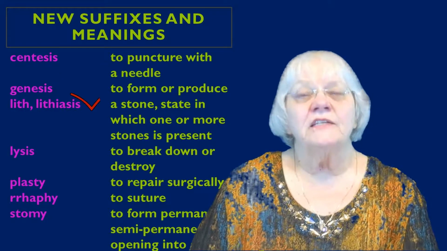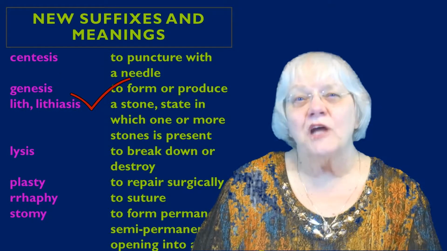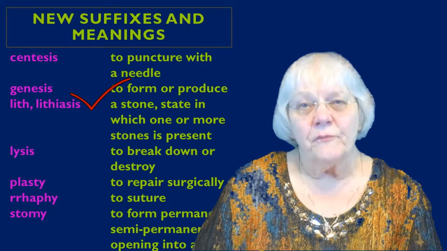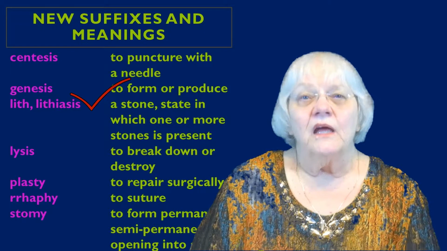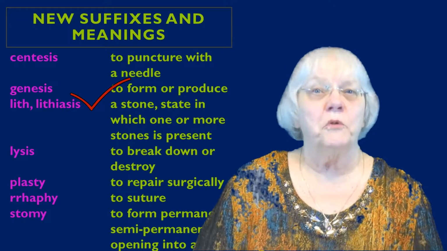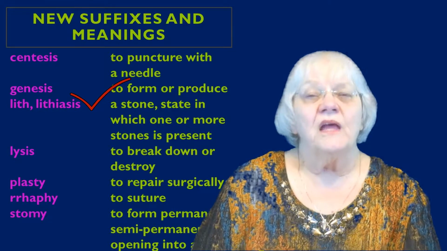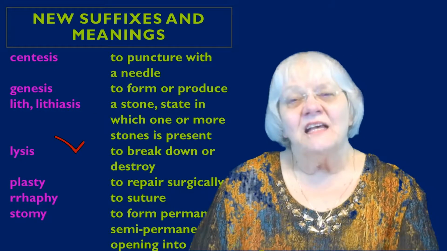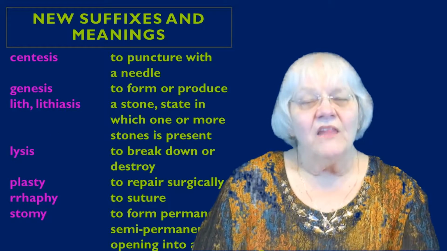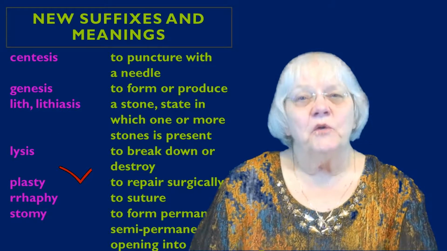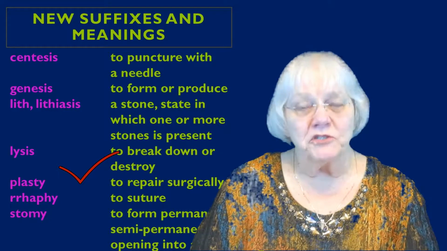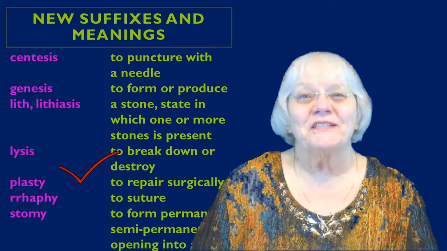Lith and lithiasis, that has to do with stones, such as kidney stones and gallstones. Lith itself means stone. Lithiasis means condition in which there is a stone or more stones, more than one stone. The next one is lysis. Lysis means to destroy. The next one is plasty, which means to repair. If you have a nose job, that's called rhinoplasty, for example.